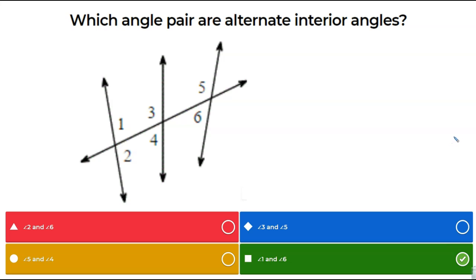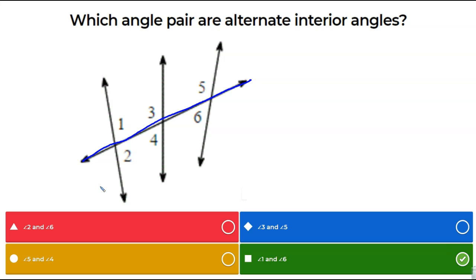Next question asks, which angle pair are alternate interior angles? I have the actual answers down here because there are several sets of alternate interior angles. We need to pick the right one. And remember, alternate interior angles means we have angles on alternate sides of the transversal. So in this case, if this is my transversal, one will be on top, one will be on bottom. And then interior means they'll be between the lines we're dealing with.